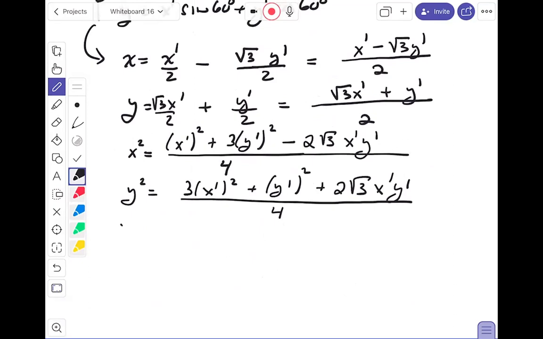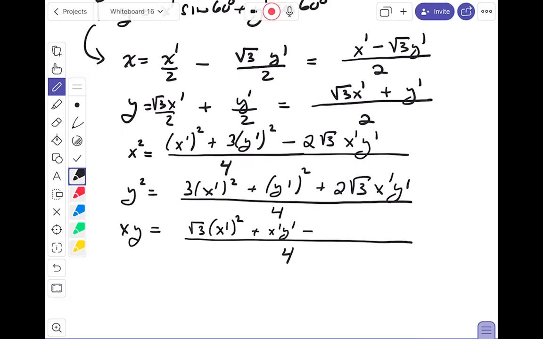I need to do x times y. Well, that looks pretty easy. 4 there. Then you'd get root 3 x prime squared. I'm just doing one step at a time. And then you would get, I'm going to write this in stages, right? So x prime, y prime. And then you would get minus 3x prime, y prime. I think I should combine those two terms together, right? What would that give me? Minus 2x prime, y prime.